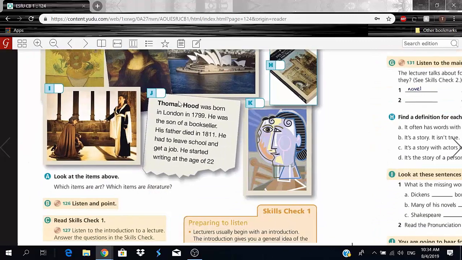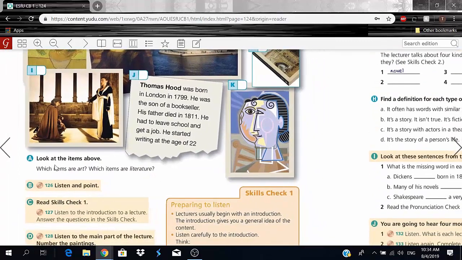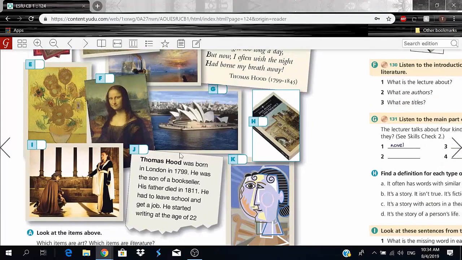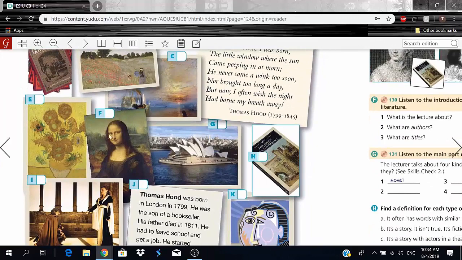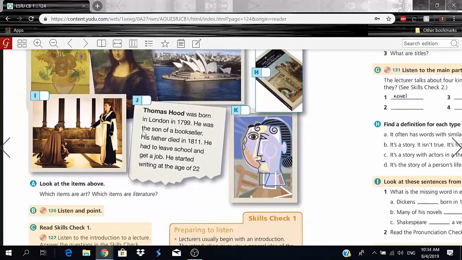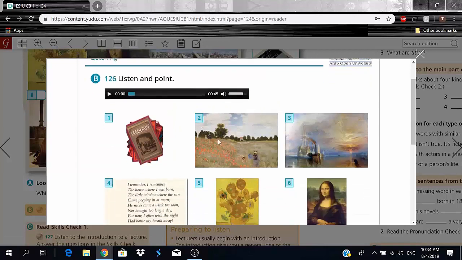So let's go to exercise A. Look at the items above, which items are art and which items are literature, okay? So we can clearly differentiate between what's art and what's literature. Let me start the listening here. I have an audio for you guys, and we're going to listen and understand the difference between art and literature.